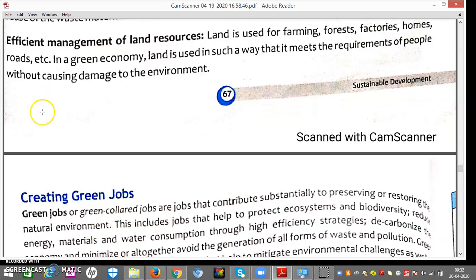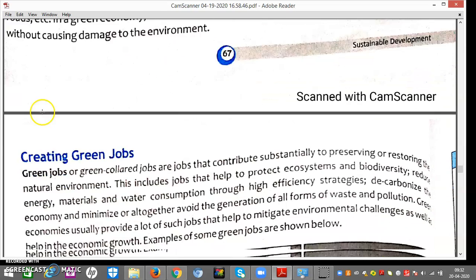Efficient management of land resources. Land is used for farming, forest, factories, homes, roads, etc. and everything we are using lands. So in a green economy, land is used in such a way that it meets the requirement of people without causing damage to the environment.